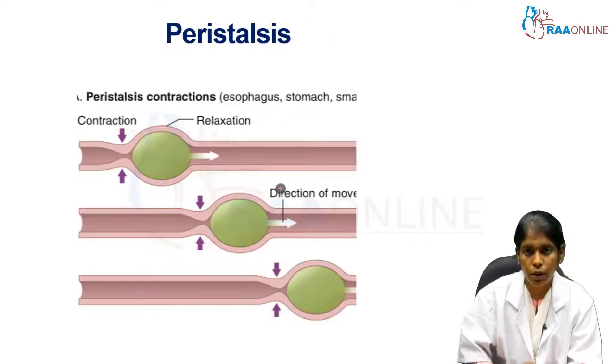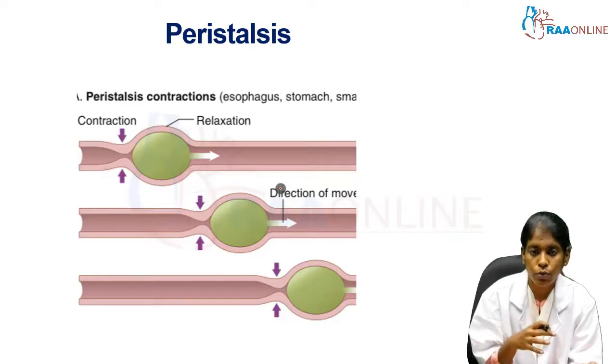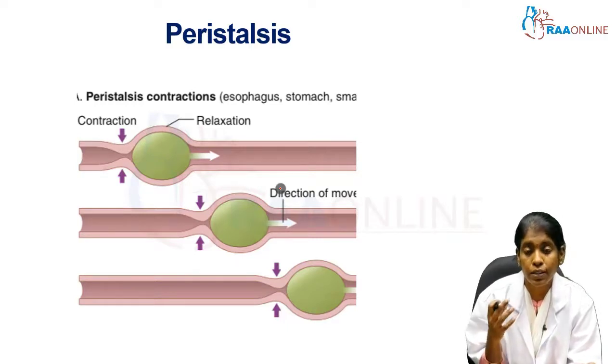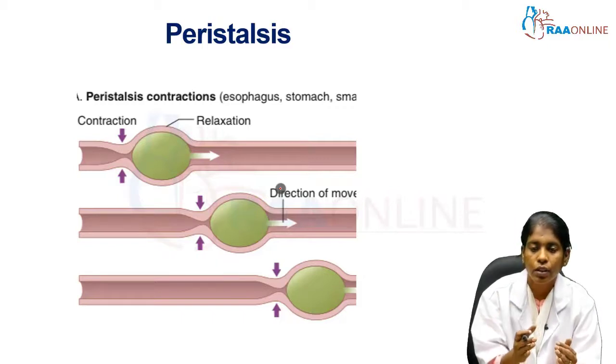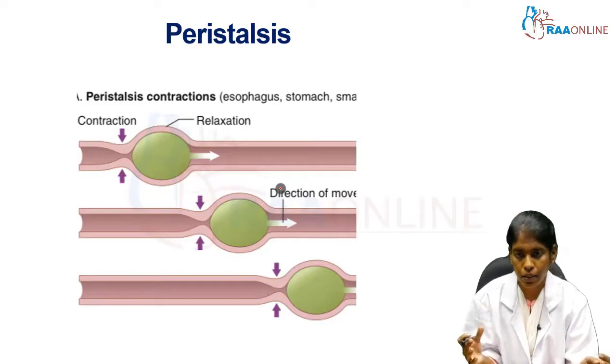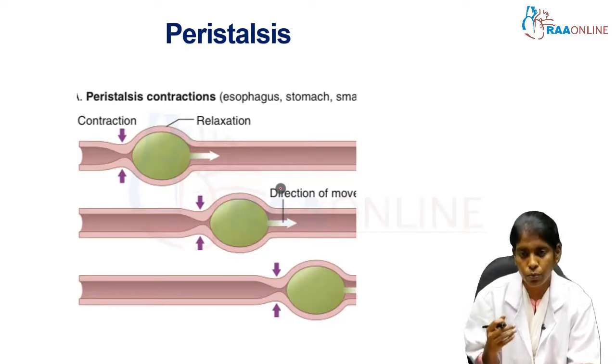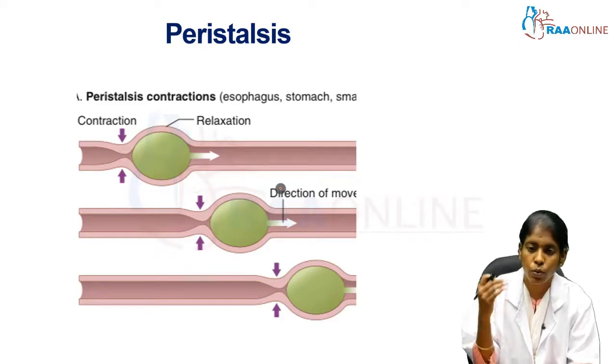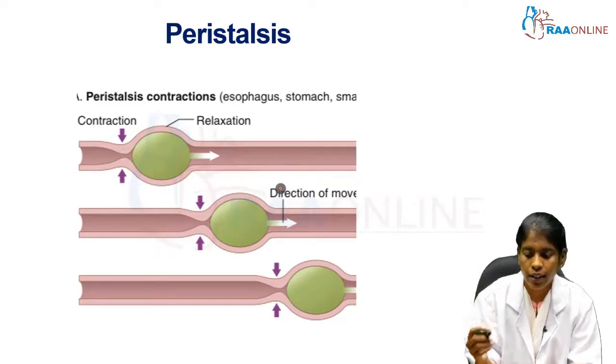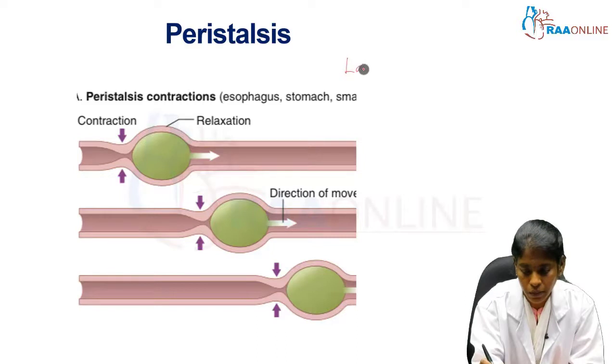Next we'll see about the peristalsis. Peristalsis, unlike mixing movements, is a propulsive movement. Peristalsis will cause propulsion of the food from one segment of the intestine to the other segment in the oral to the caudal direction. Always the movement of the food bolus will be from the oral to the caudal direction, and that is called the law of the gut.